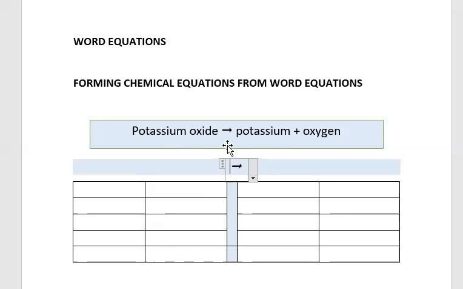Okay, let's look at the first word equation. So we have potassium oxide, and we break potassium oxide up into potassium and oxygen. If I had to put that into a chemical equation, can anyone tell me how that would look? How does potassium oxide look as a chemical formula? Okay, Christopher says it's KO. Well done. Can you see that K stands for potassium and O stands for oxygen?